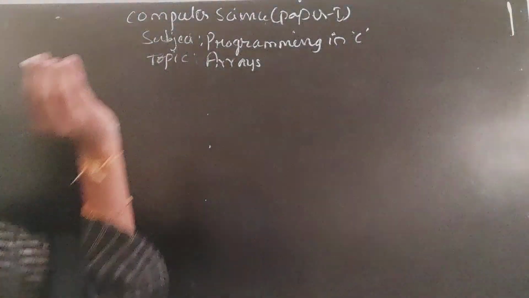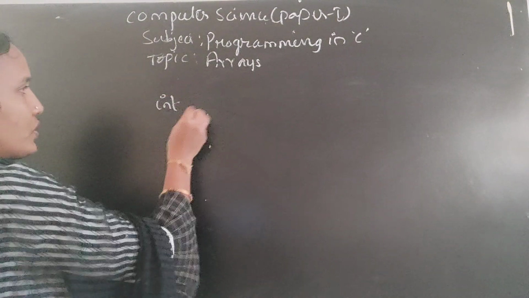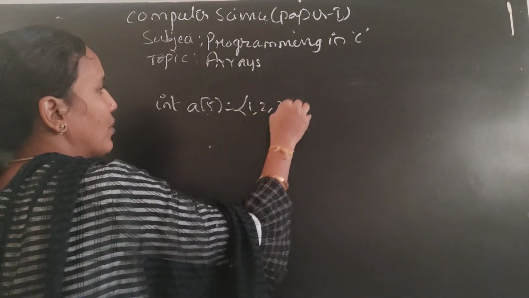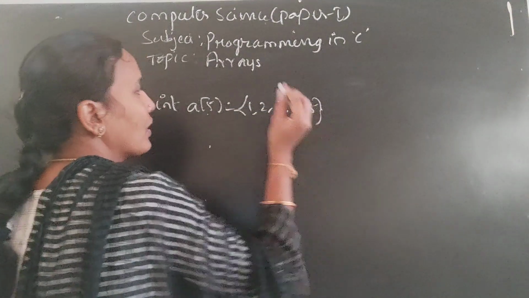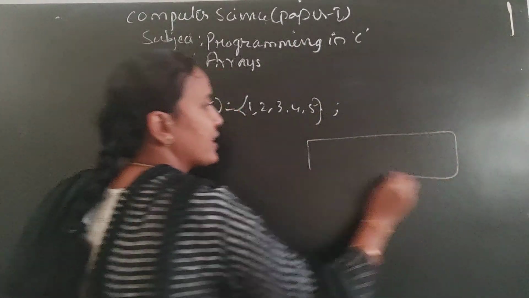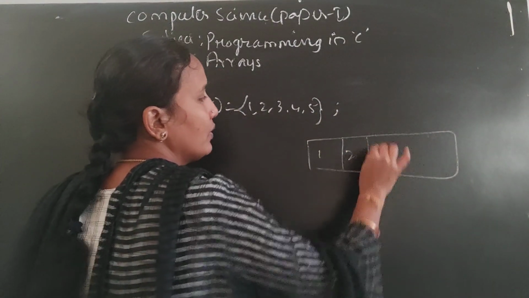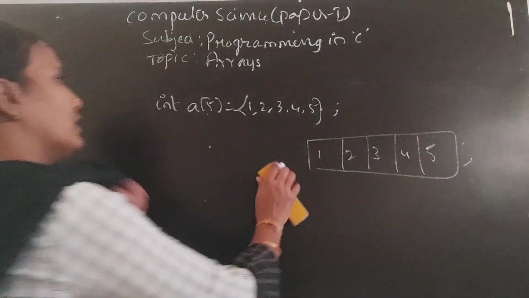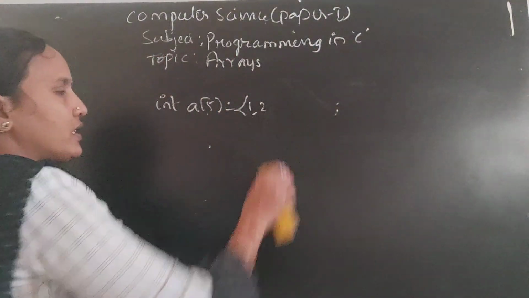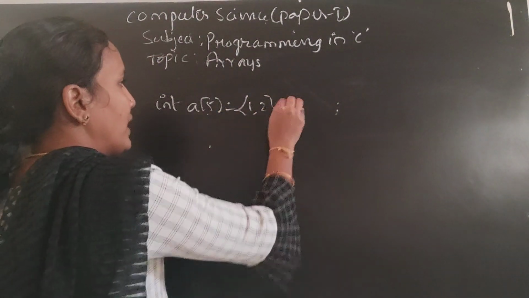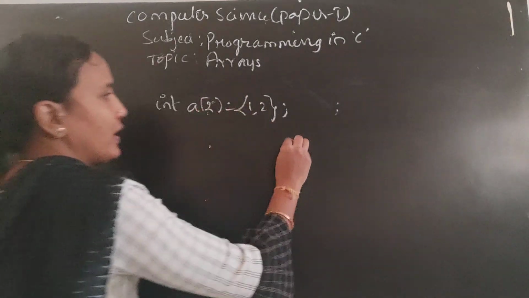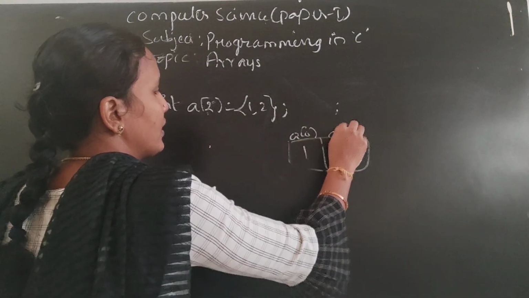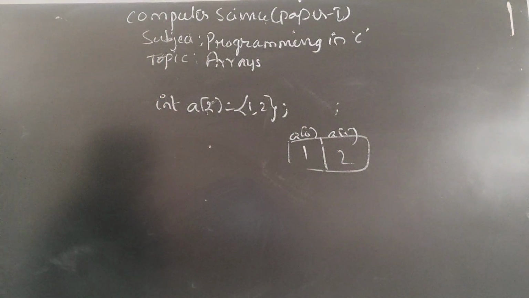See, if you look at a 1 dimensional array, how we used to give int a of 5, then 1, 2, 3, 4, 5. For example, the memory structure is like this: 1, 2, 3, 4, 5. Better, I will explain with only 2 elements, so that you can easily differentiate the 1 dimensional array and the 2 dimensional array. Here there should be 2: 1, 2. This is a of 0, this is a of 1, if it is a 1 dimensional array.